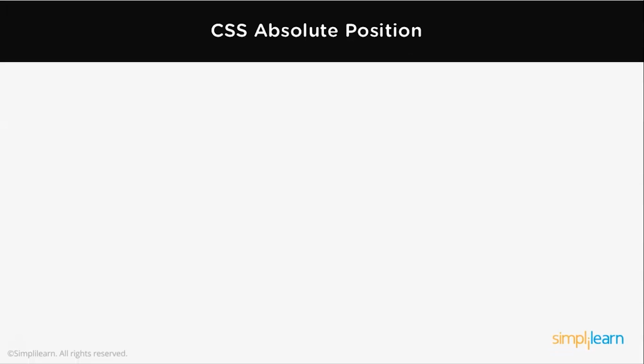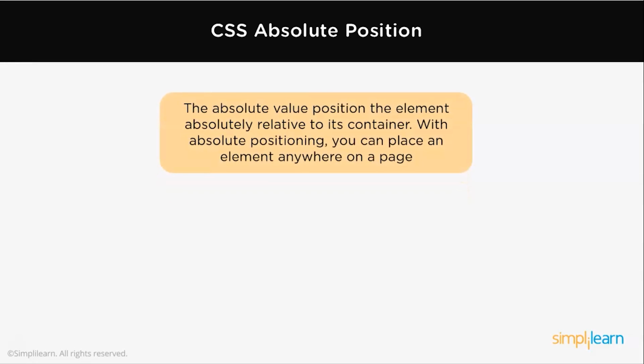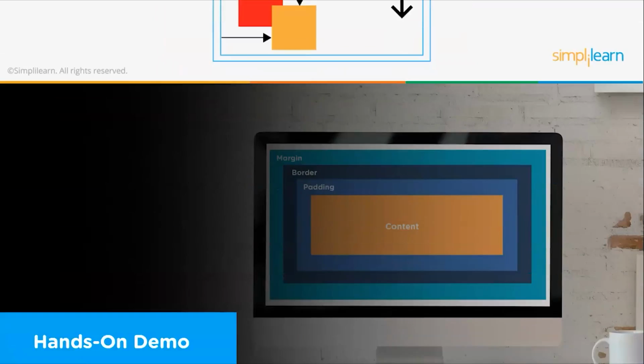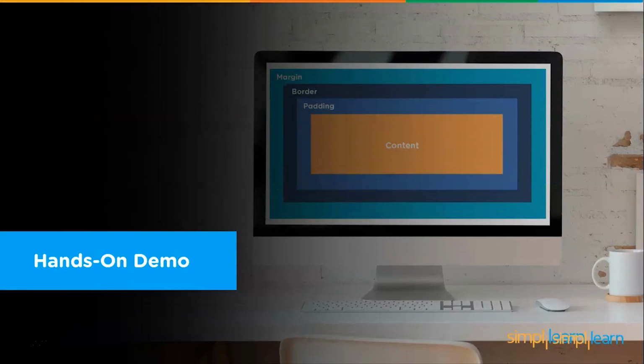Now there is CSS absolute position. The absolute positioning is used to position an element relative to the first parent element that has a position other than static. If no such element is found, the containing block is HTML. With absolute positioning, you can place an element anywhere on the page. Now let's move on to the example to understand each of the properties better.